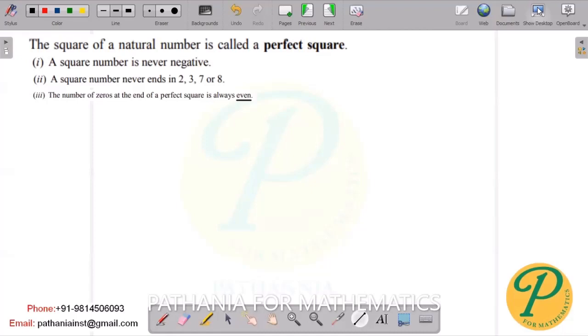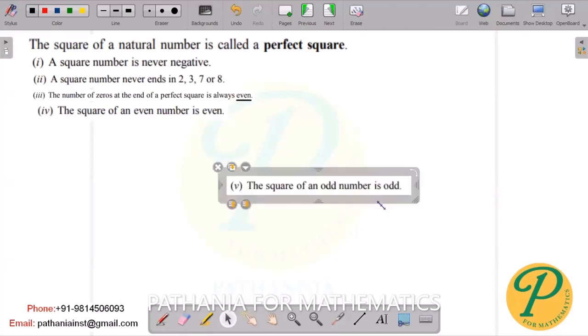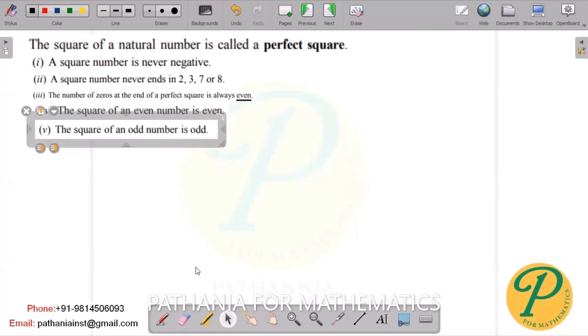The square of an even number is always even. You can take the example: 2 square 4, 4 square 16, 6 square 36. They all are even. The square of an odd number is odd, like 3 square 9, that is odd. 5 square 25, that is also odd. 7 square is 49, that is also odd.